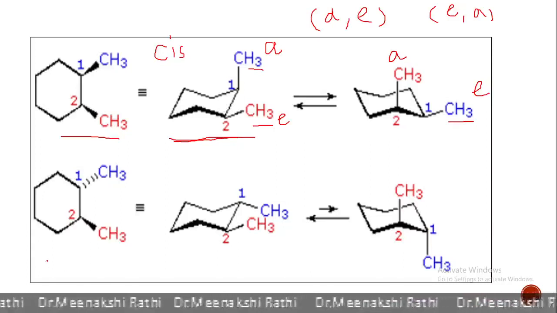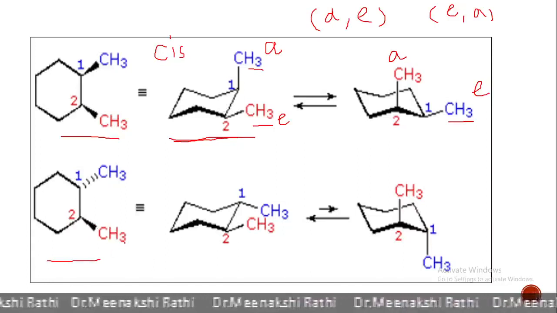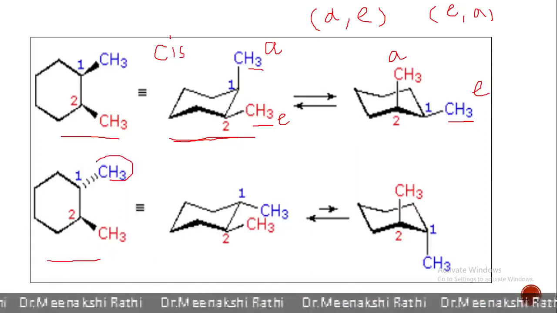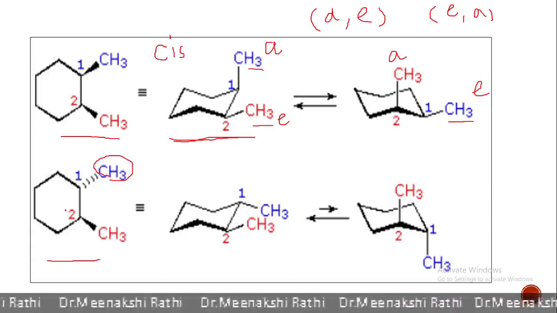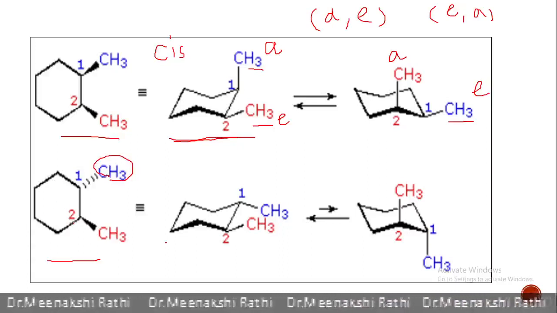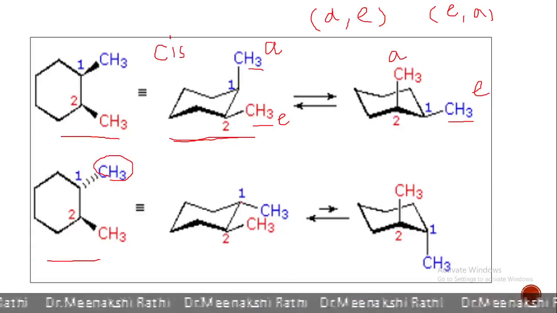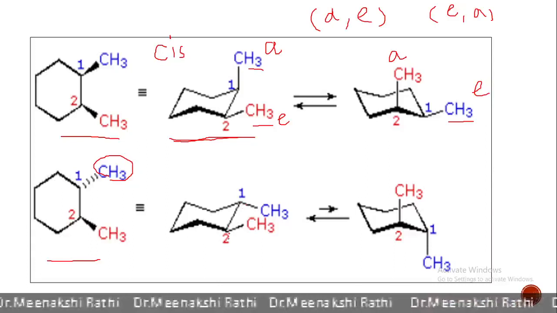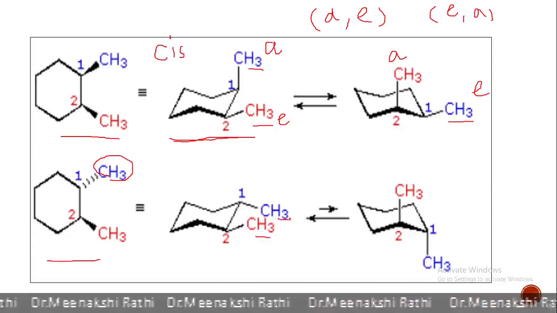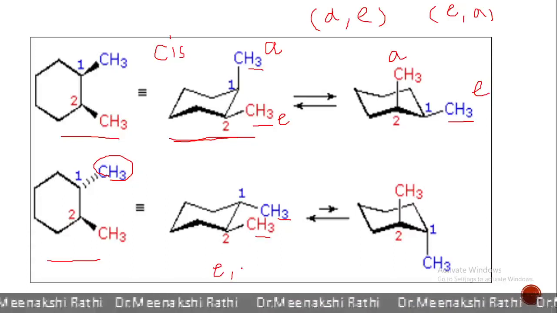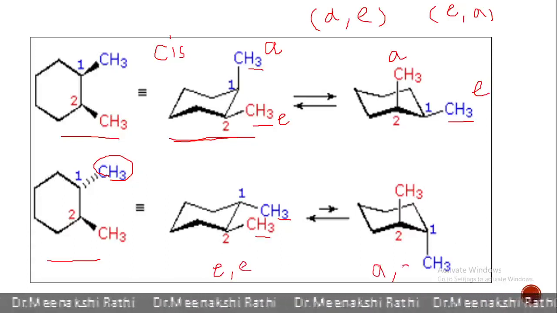While, see here, one methyl group is above the plane and the other methyl group is below the plane. This is a trans cyclohexane. In this case, if we write down the chair conformation, at both the carbon atoms, first and second, both the methyl groups are either in equatorial position, that is EE, or both are in axial form.